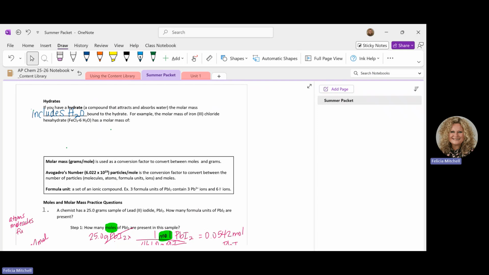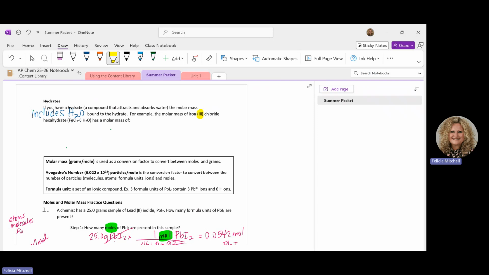A hydrate is always written with this raised dot. And so you see the formula for the compound, raised dot, and then this tells you there are 6 water molecules that this iron(III) chloride is carrying around with it. That's where we get the hexahydrate. Now, hopefully some things are jumping out at you. Do you see this 3?